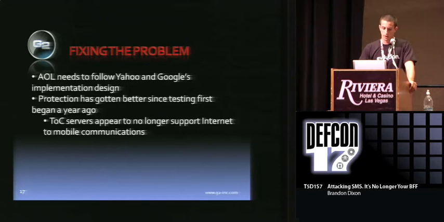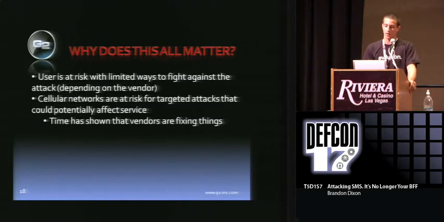So, fixing the problem: AOL's done a pretty good job so far, but they need to push their implementation a little bit better and force it so they fall in along with Yahoo and Google, where the user has to respond back before any chats can actually continue. Like I said, the protection's gotten better since I began testing. AOL has two servers, Oscar and Talk, and the Talk servers no longer appear to support internet to mobile communications. I don't know why that was shut off, but coincidentally, I noticed this when I was doing a month-long test with a couple of friends. So I don't know if I contributed to that, but it's definitely shut off now, and I still check it every now and then.